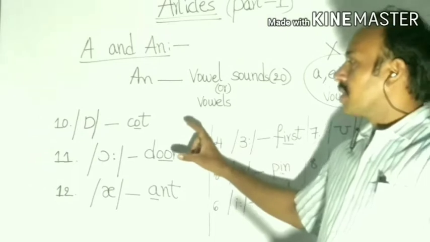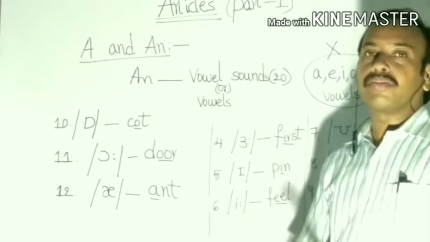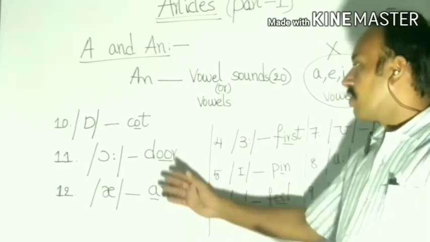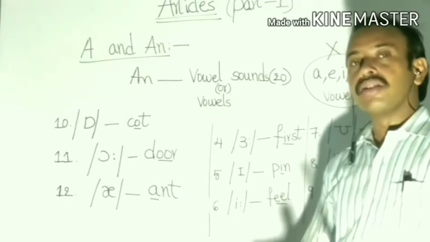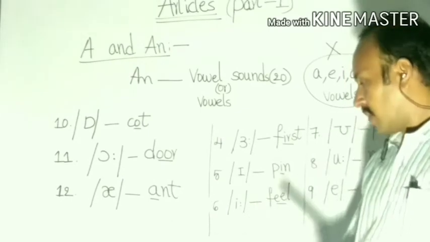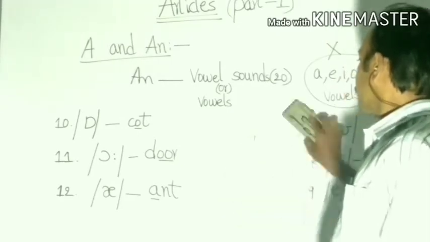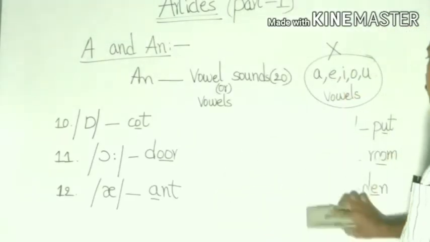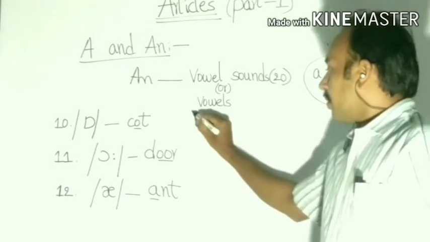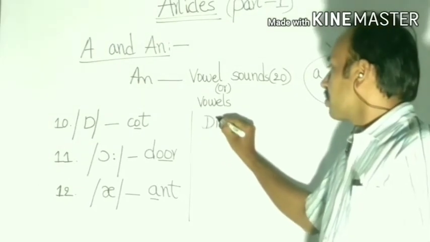Each of these pure vowels represents just one sound. That's why they are also called monophthongs. Okay, so these are the first 12 vowels, which are called pure vowels or monophthongs. Let's look at the second group of vowels. This second group of vowels is called diphthongs.